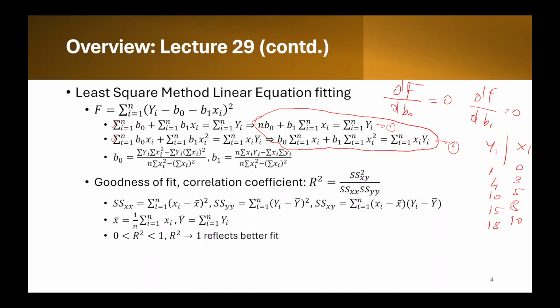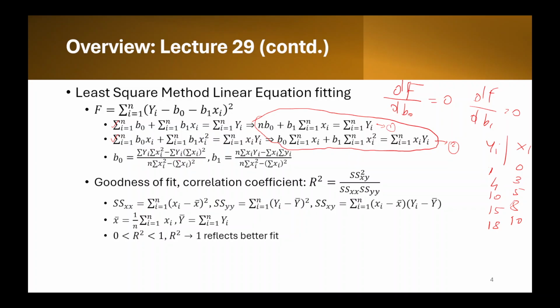So this is basically a set of linear equations of the two unknowns. So we have two unknowns, b naught and b1, and we have two linear equations. So we can solve them to get the values of b naught and b1. That is what is written here.